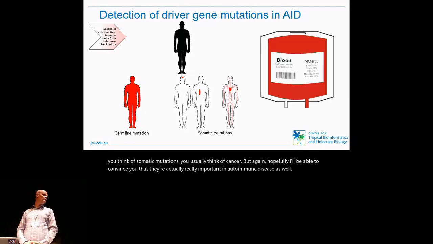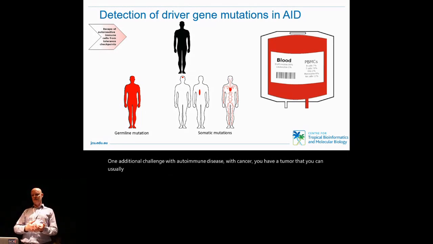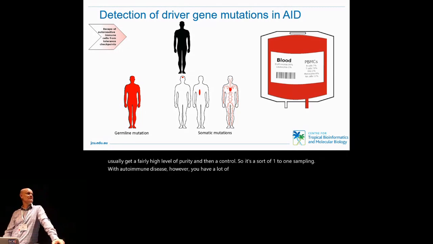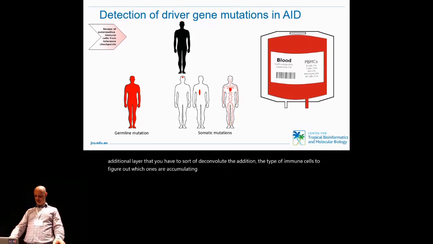One additional challenge with autoimmune disease is that with cancer, you have a tumor that you can usually get at a fairly high level of purity, and then a control. So it's a one-to-one sampling. With autoimmune disease, however, you have a mix of many different cell types, and usually it's one of these cell types that is actually driving the disease. So you have this additional layer where you have to deconvolute the type of immune cells to figure out which ones are accumulating the variants. And that's where single cell is quite useful, obviously.